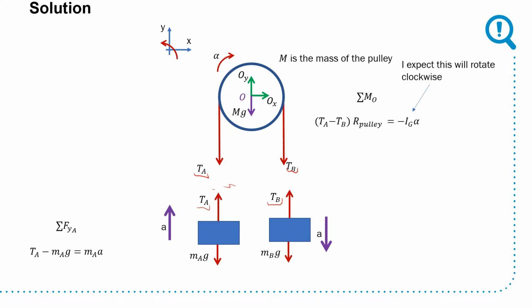Add in those terms, sum of forces in the y direction. For A, I have tension A, which is acting upwards, weight, which is acting downwards, and acceleration, which is acting upwards. For B, sum of forces in y, tension B is acting upwards, weight is acting downwards, and the acceleration is also acting downwards, so that's where I get this negative. So keep an eye on what the directions are.